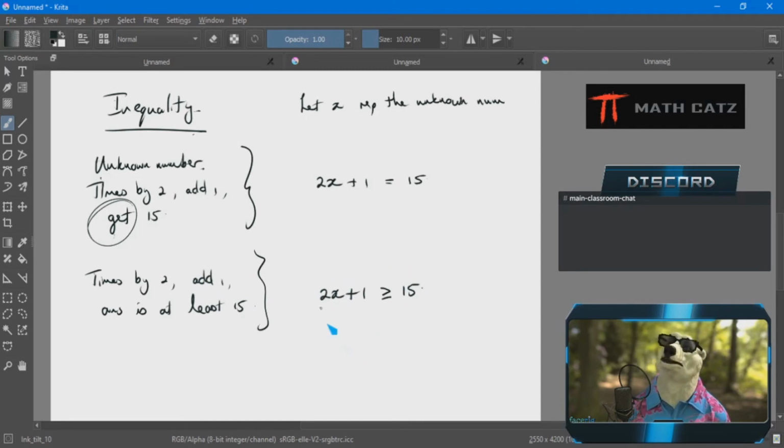Luckily, I handle the simplification in a very similar way. It's not exactly the same with negative numbers, if you remember, but very similar. I subtract 1 in this case, so I get 2x is at least 14. No, not 15.